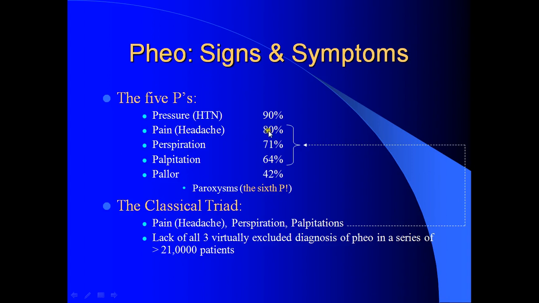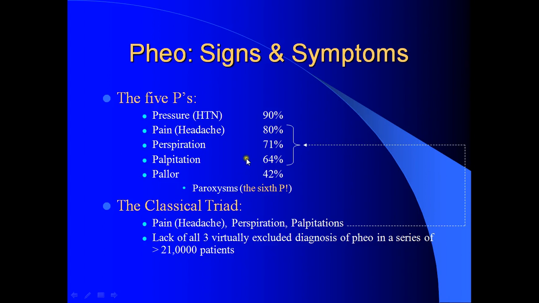So this is present in 80 to 71 and 64, and pallor. And the 6th P which you need to remember is paroxysm. What happens is that these symptoms are not present all the time. They will be coming and going. It will be episodic, and that is why it is called paroxysms. Attacks of these symptoms will occur.